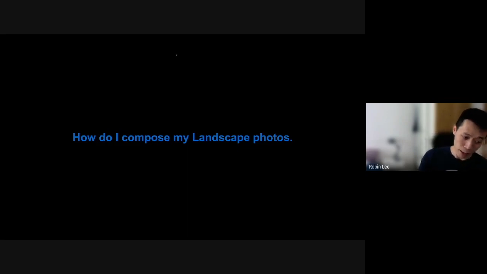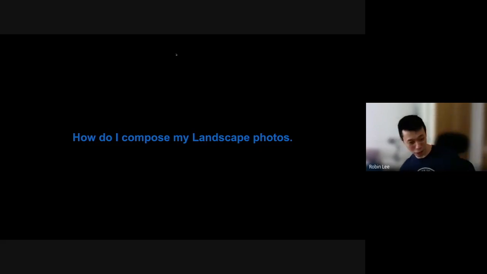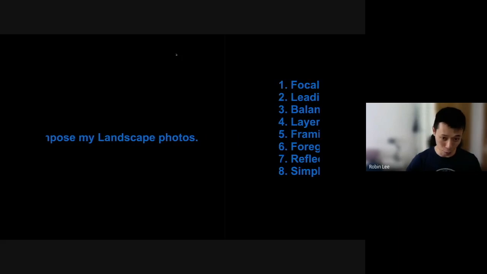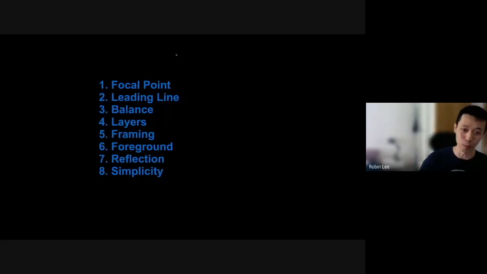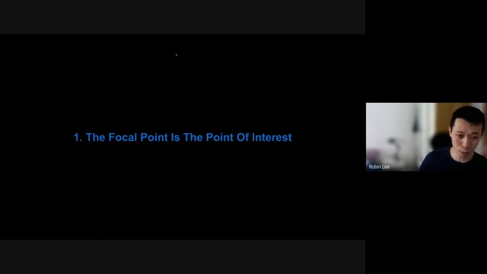So there are a couple of factors that I always keep in mind when I want to photograph a scene. The first one will be the focal point. The second one is leading lines, the balance of the scene that you're looking at, layers, framing, foreground, reflection, and simplicity. So the first one, the focal point, is your point of interest when you want to photograph the scene.